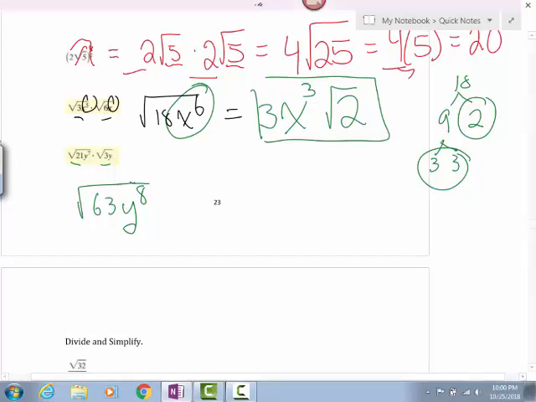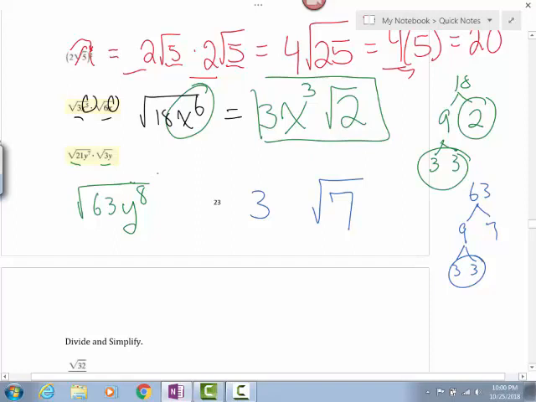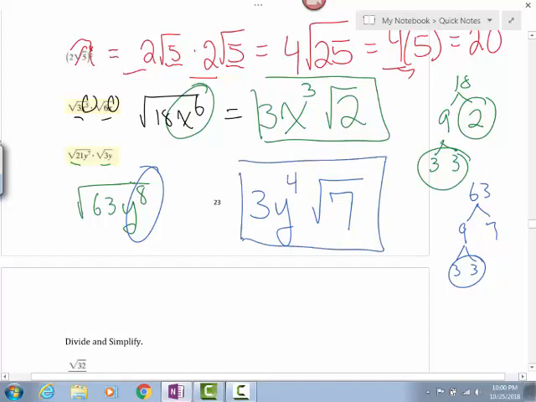Now, when I think of the number 63, 63 makes me think of 9 and 7. And 9 is 3 and 3. So I know the number 3 is going to come out, and I know the number 7 is going to stay in. Again, I'm going to take my exponent and divide it by 2. So y to the 8th, if I take that 8 and divide it by 2, that should give me y to the 4th. And there's my answer there.